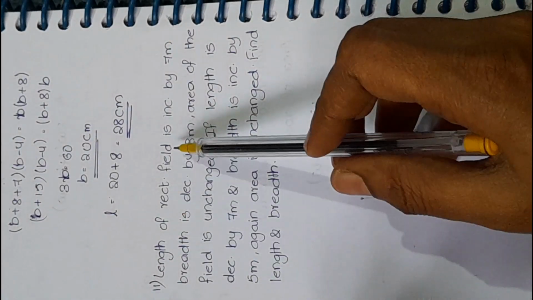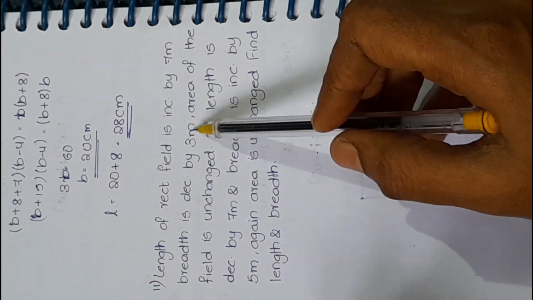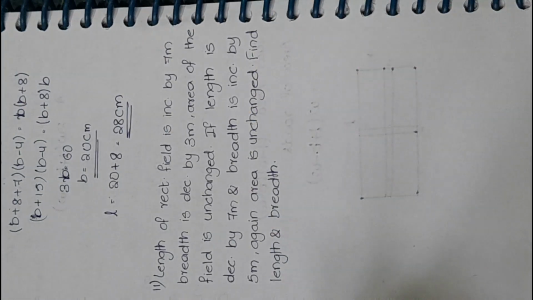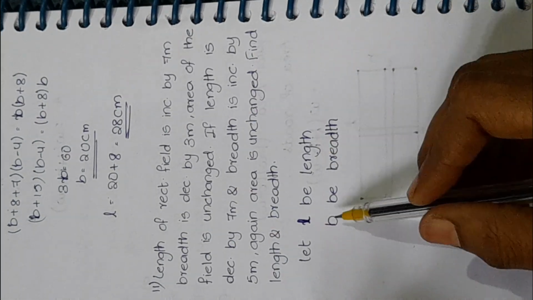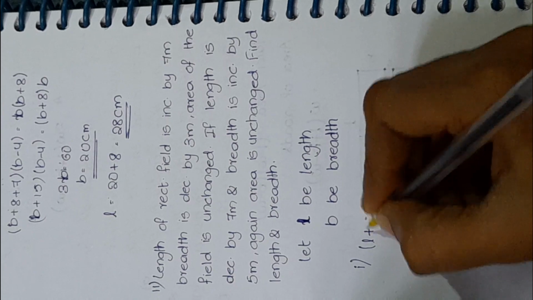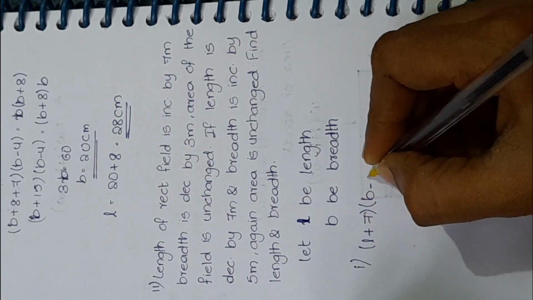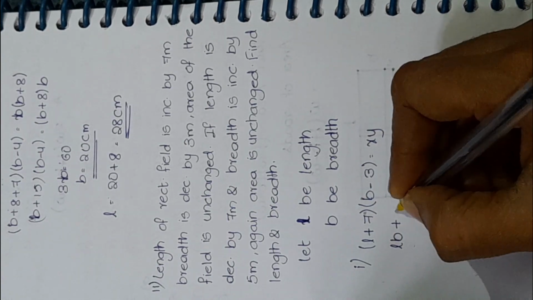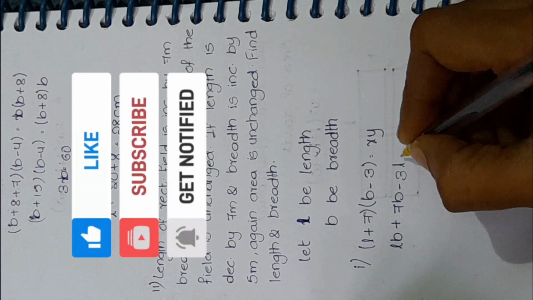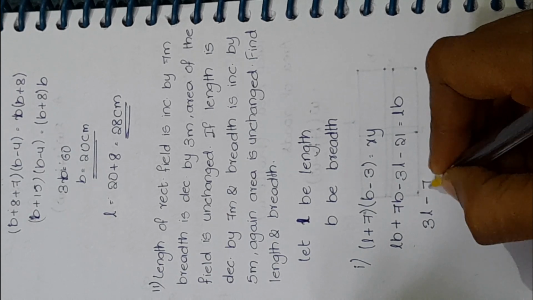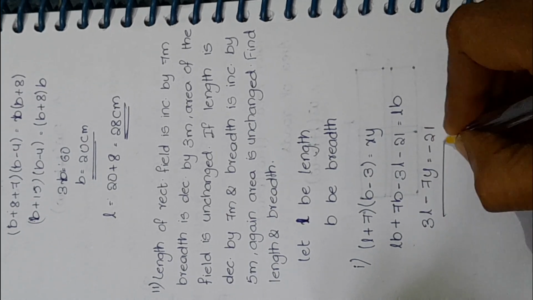Question number 11. Length of the rectangular field is increased by 7 meters, breadth is decreased by 3 meters. Area of the field is unchanged. If the length is decreased by 7 meters and breadth is increased by 5 meters, again area is unchanged. Find the length and breadth of the rectangle. Let L be the length and B be breadth of the rectangle. In the first case, it is given that length plus 7 and breadth minus 3 gives the same area. On solving this, length into breadth plus 7 into breadth minus 3 into length minus 21 is equal to length into breadth. So, 3L minus 7B is equal to 21, the first equation.